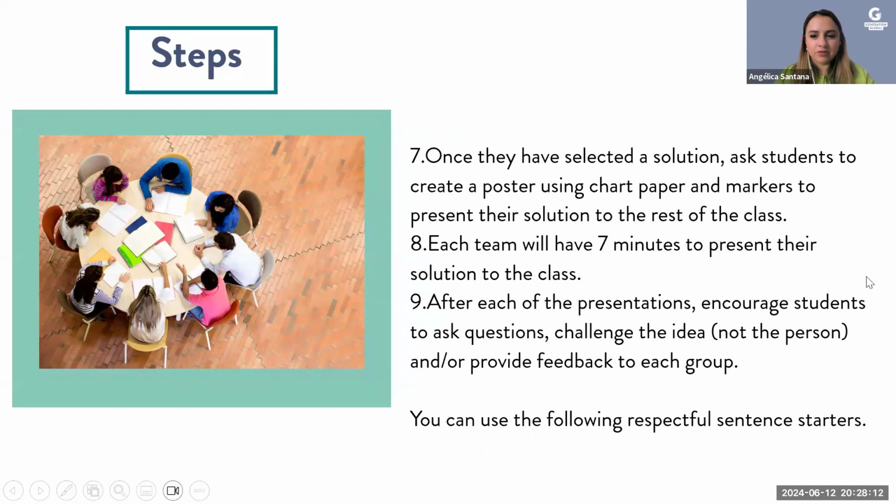So now they're doing something creative. They create a poster, they represent their solution, and then they would have the opportunity to present their solution, their poster, to the class. You can give them around 5 to 7 minutes, and after each of the presentations, you can ask the rest of the class to ask questions. So in this case in particular, you are giving the rest of the classroom the chance to challenge that solution, to challenge the idea, not the person.